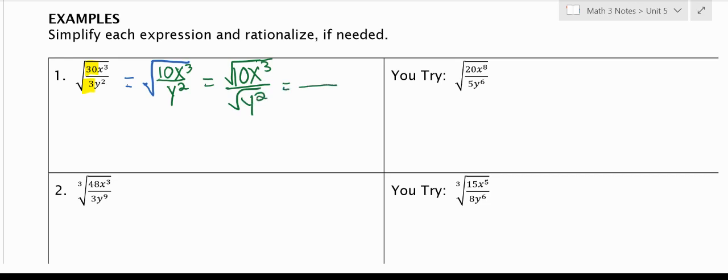So when we go ahead and simplify, on the bottom, the square root of y squared is y. On the top, I have an x cubed, and there's again an imaginary index of 2 there. So I can pull out one pair of x's, and I'll have a remainder of 10x. And then this is as far as we go with that. So again, we're doing a square root for that one. I can't simplify root 10, and that would be my final answer.